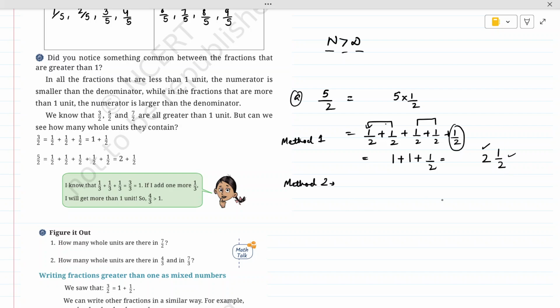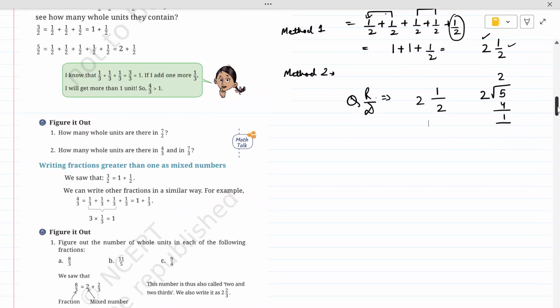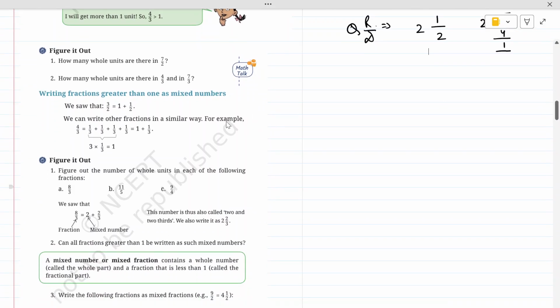Now method 2, simple: divide 5 by 2. We will get 2 into 2, you will get 4 here and remainder 1. So Q R by D, which means Q is the quotient, R is the remainder, and this is the divisor: 2, 1 by 2. So we can also represent it like this. Now coming to the next one: how many whole units are in 7 by 2? Easy. Kids, this is homework for you. This is very, very easy. We can do it by using any method.